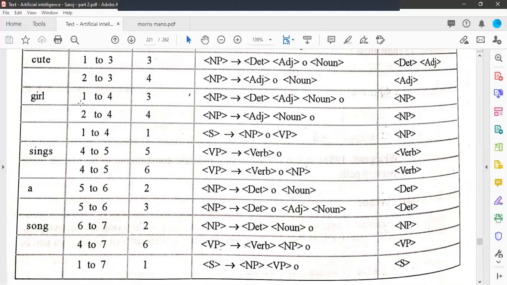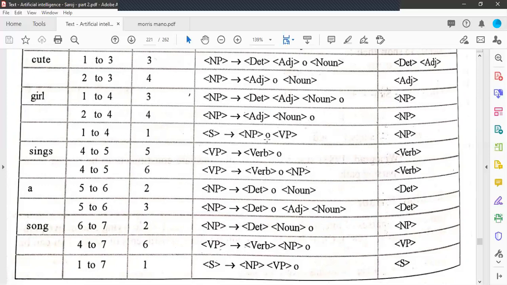This is rule number 3, and it is from 1 to 4. Those position numbers have been marked. If only 2 to 4 is being parsed, then rule number 1, which is noun phrase, has completed. How has the noun phrase completed? Because this 2 to 4 means it is adjective and noun, cute girl. The position comes here. And in 1 to 4, noun phrase ends.